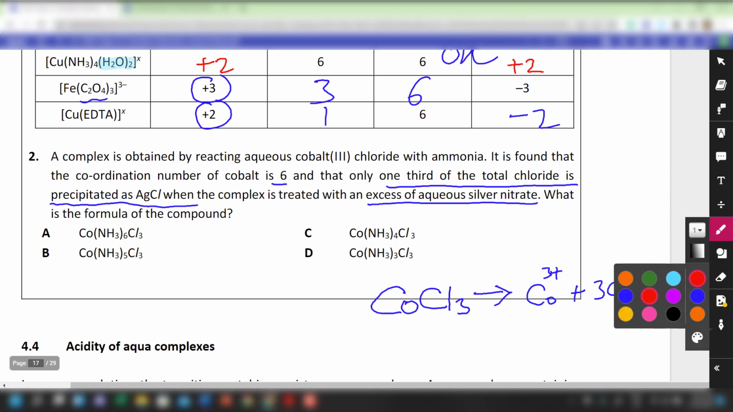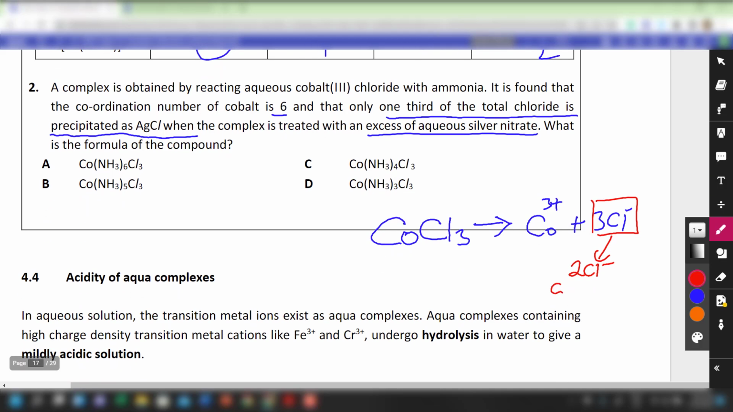So that means that out of these three, 2 Cl⁻ are ligands coordinating to cobalt(III). Does that make sense? Because the chloride that can be precipitated out when I add silver nitrate are found outside the complex, existing as free chloride ions. Therefore 2 chlorides will be part of the complex.